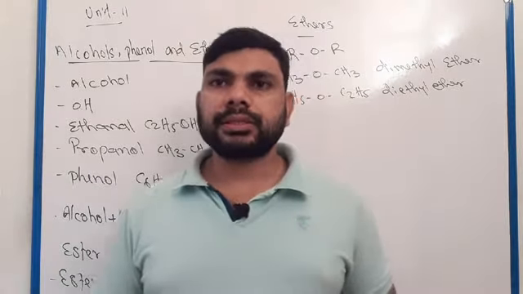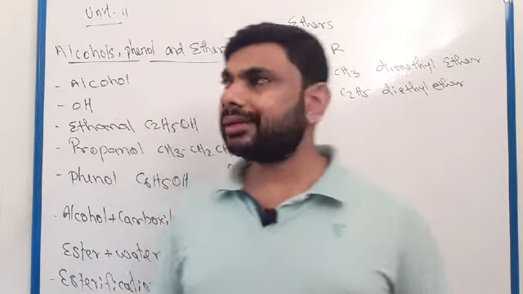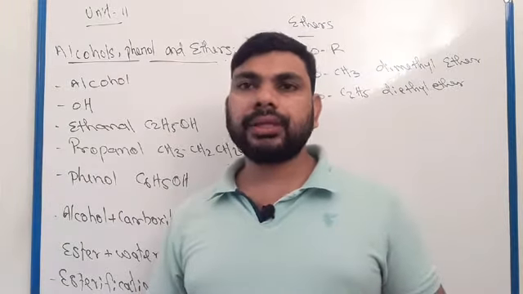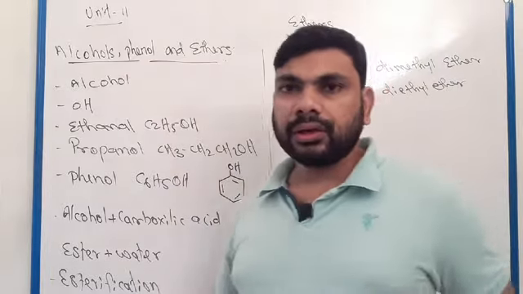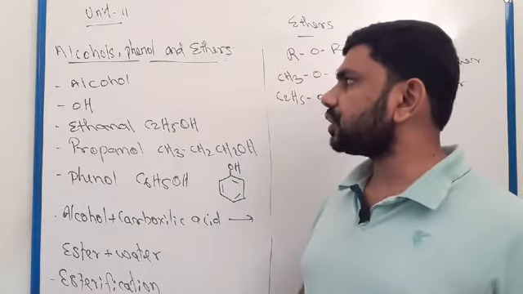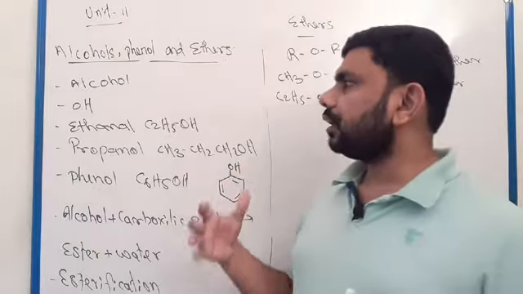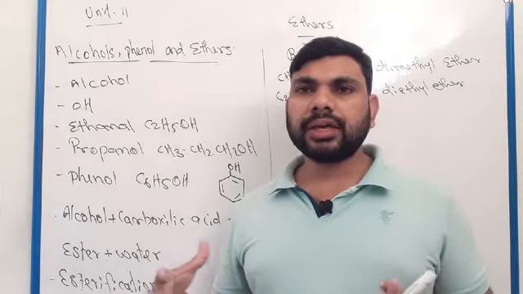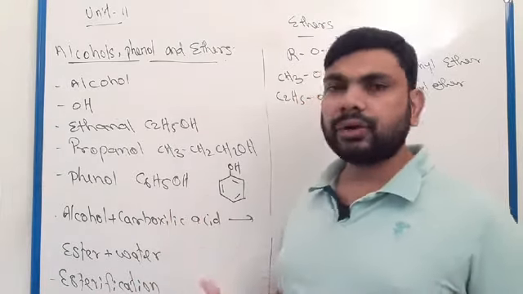Welcome to chemistry classes. In this video we are going to discuss Unit 11, Grade 12 chemistry: alcohols, phenol and ether. First we have to discuss a general introduction to this chapter. Here we mainly focus on the production of alcohol, phenol and ester, and different chemical reactions of alcohol, phenol, etc.